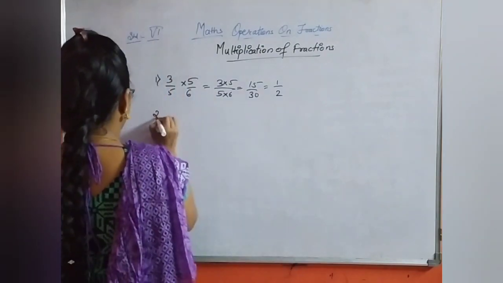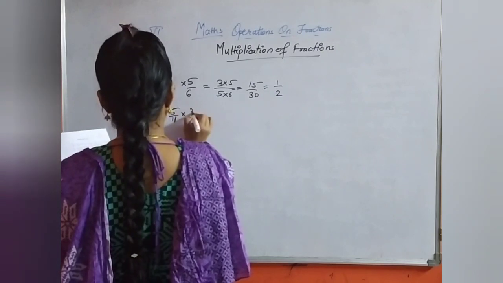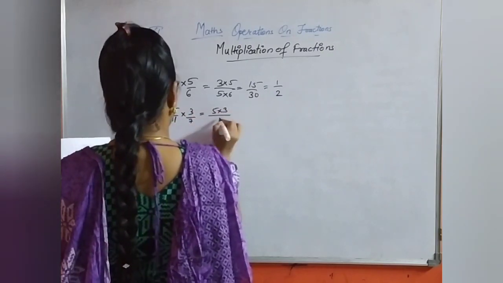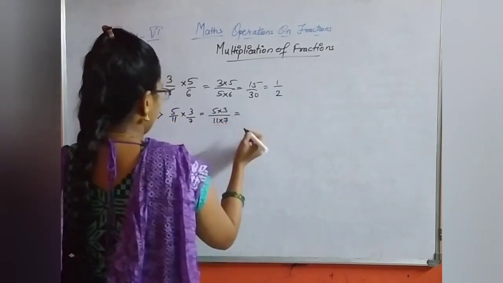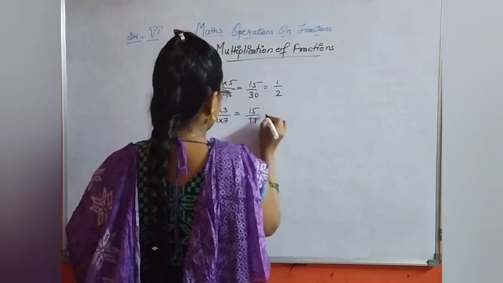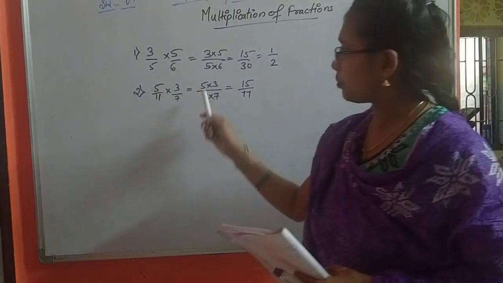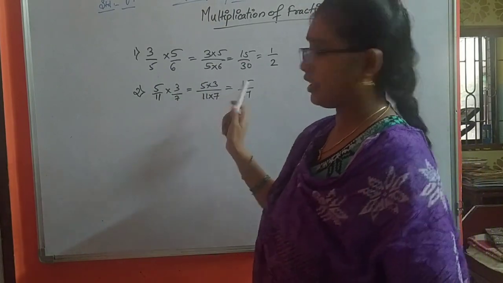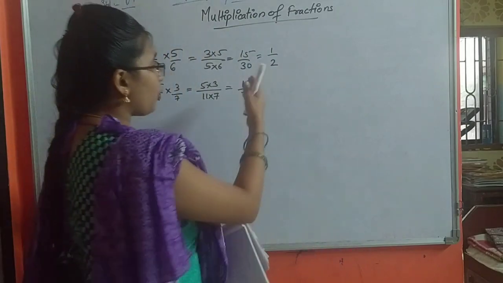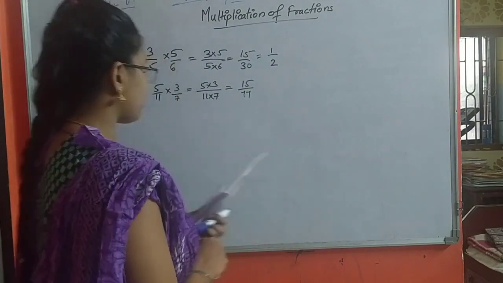Second one you have here is 5 upon 11 into 3 upon 7. So 5 into 3, 11 into 7. 5 into 3 is 15, 11 into 7 is 77. So now 5 upon 11 into 3 upon 7, that is 5 into 3 upon 11 into 7, is 15 upon 77. Since it doesn't go in any same tables, we cannot divide it. Let us go to the next question. This is the answer of this one.